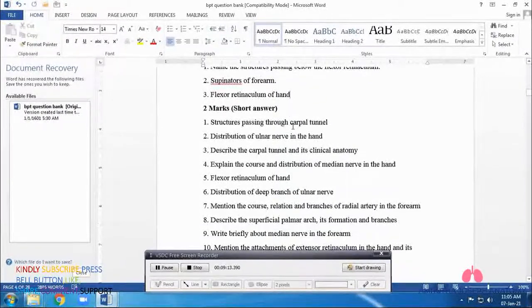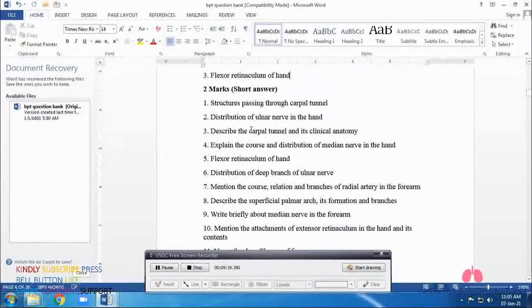Distribution of ulnar nerve in the hand. So the ulnar nerve has a course in the hand. So explain that it is dividing into superficial and deep branches. So that you have to mention. Describe the carpal tunnel and its clinical anatomy. So carpal tunnel is asked repeatedly, and the clinical anatomy of it.